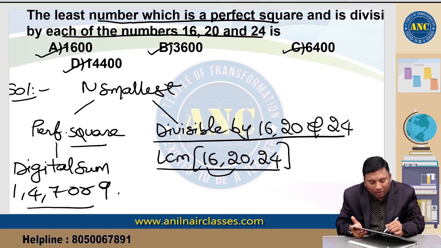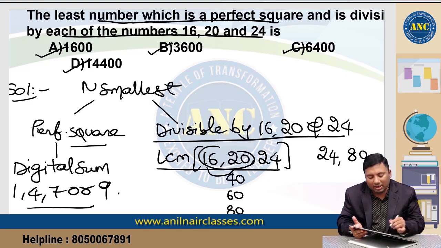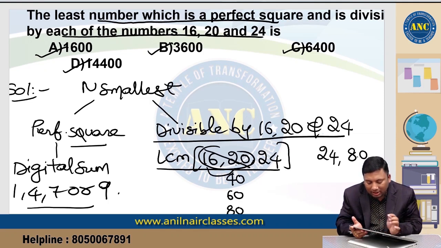16 with 20. 20 is not divisible by 16. What is the next multiple? 40 is not divisible by 16. 60 is not divisible by 16. 80 is divisible by 16. So for this one, the multiple I got is 80. So one is 24 and another is 80. The first common multiple I got is 80, and 80 and 24 you can do in multiple ways.